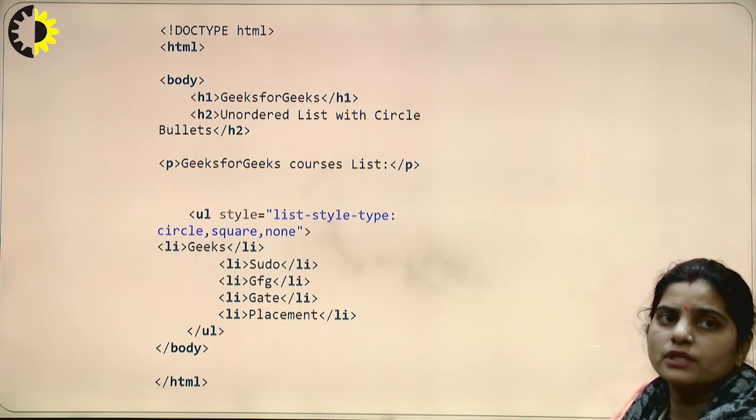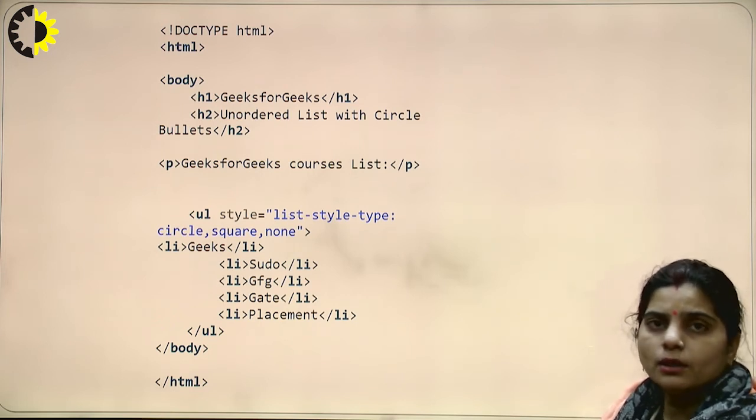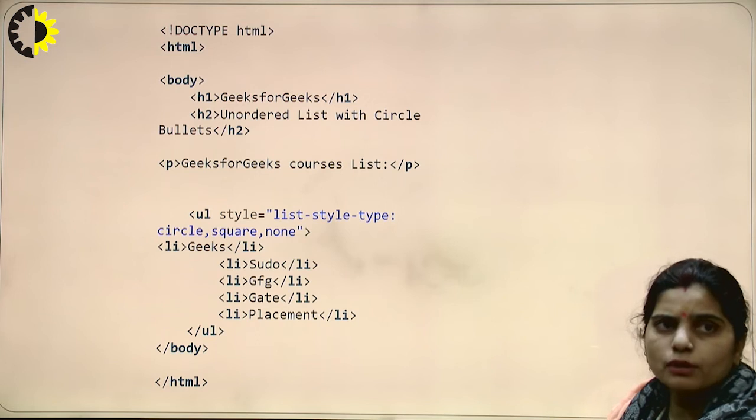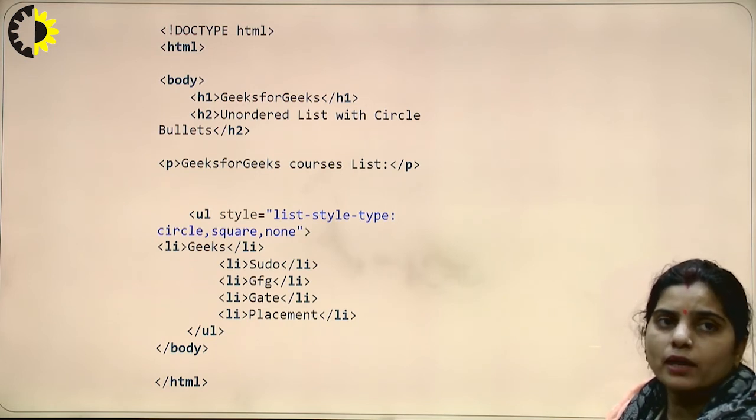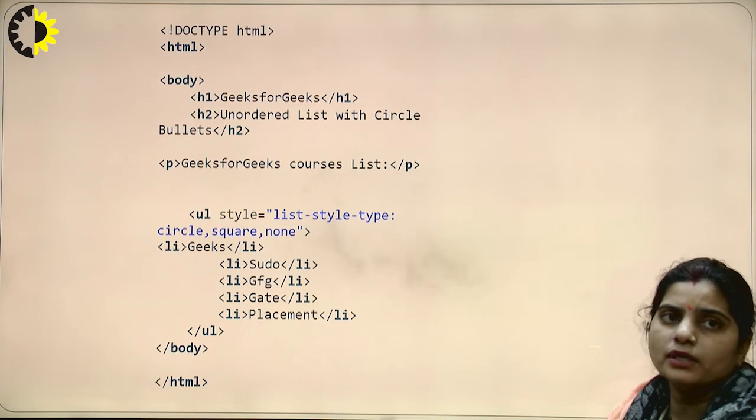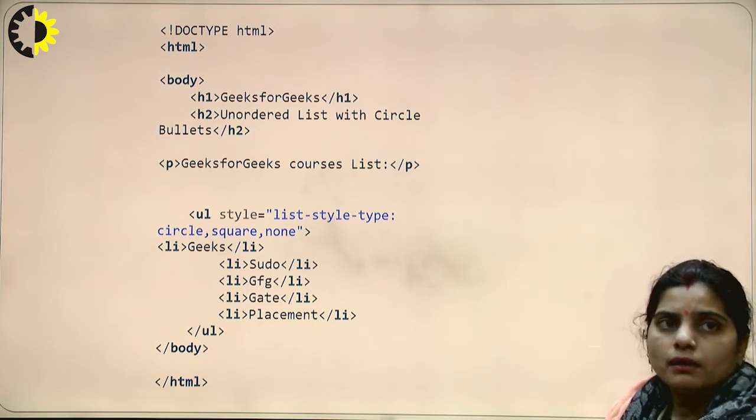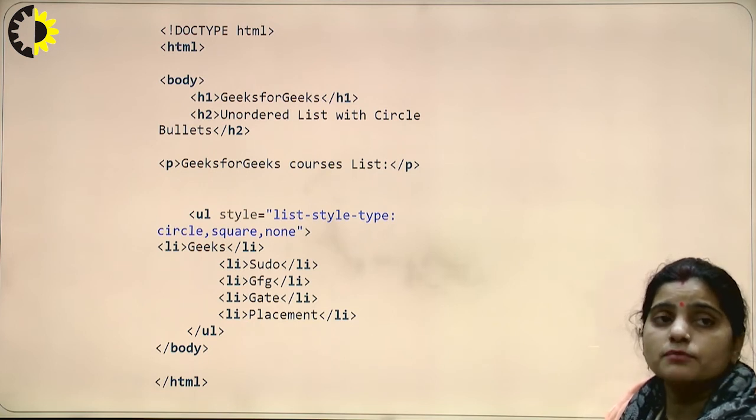But if you put the style type square, then all the list items will be marked by squares, and if you put none, then by default it will be indicated with the circle type.